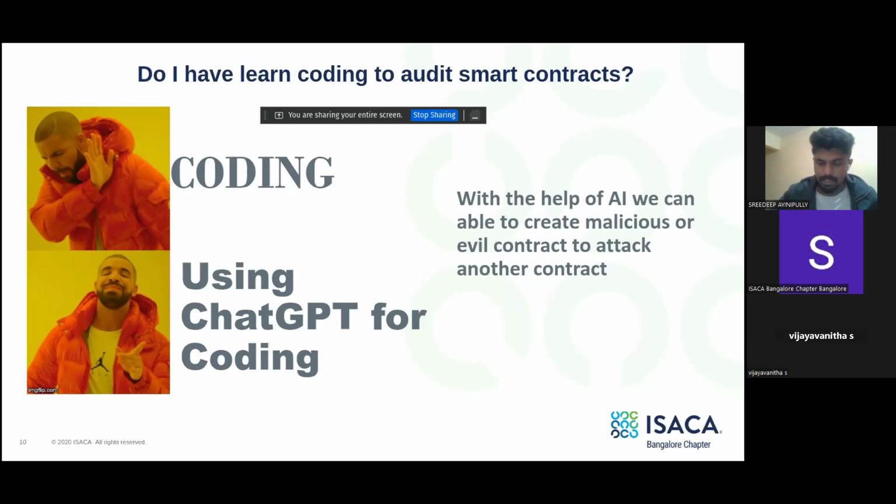So what I was about to say is that if you really want to enhance your skills in blockchain auditing, you have to have an idea about object oriented programming, and you must be able to read the code. You can use ChatGPT or any other AI tools available to you, but at the end of the day, you have to get the idea of what you are doing.